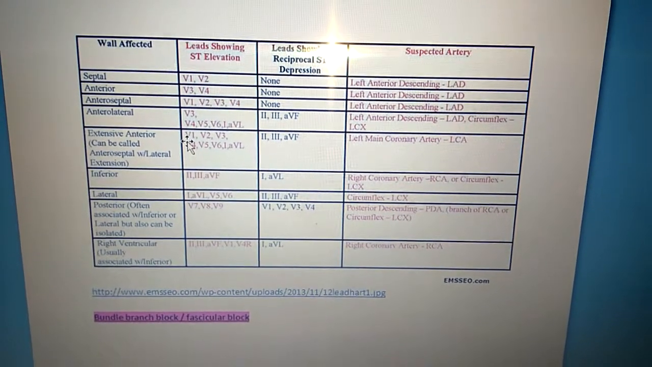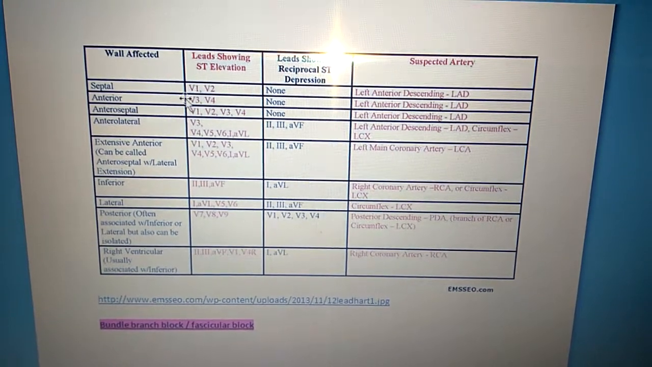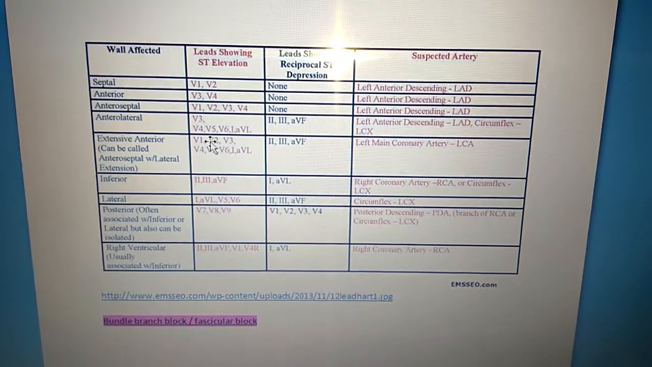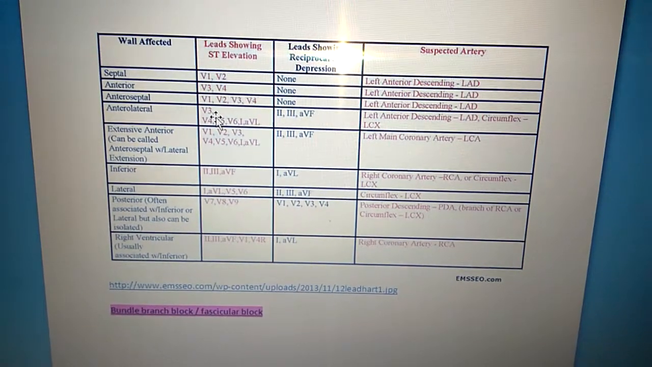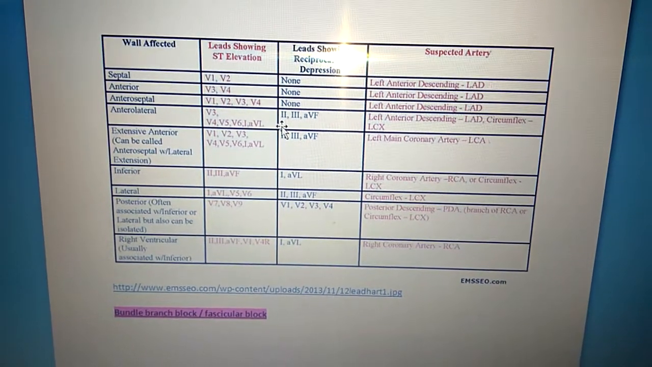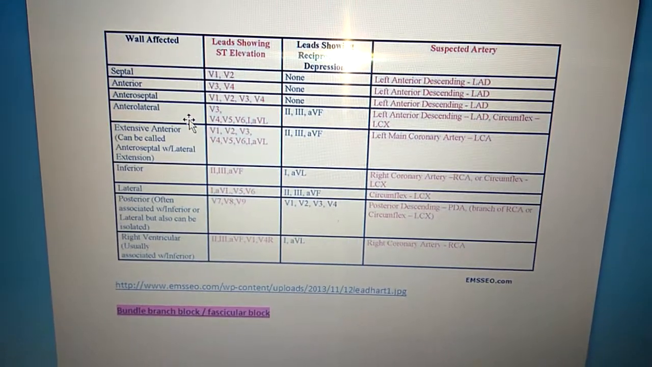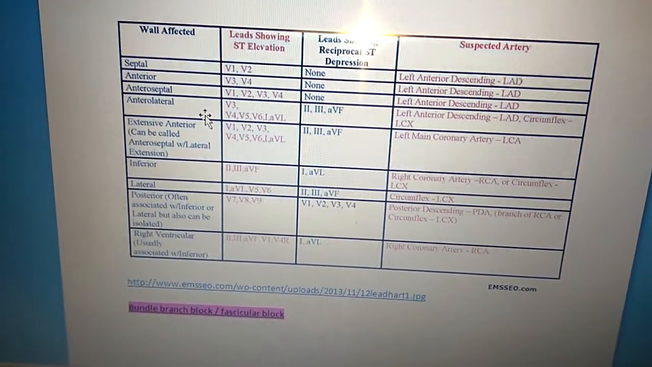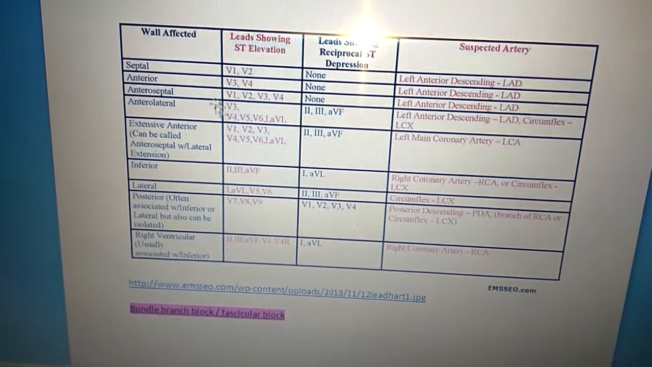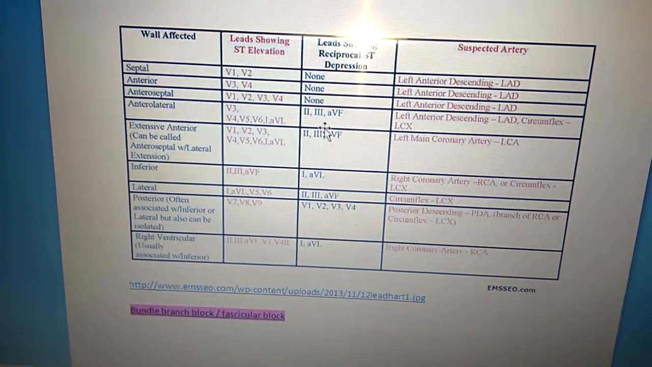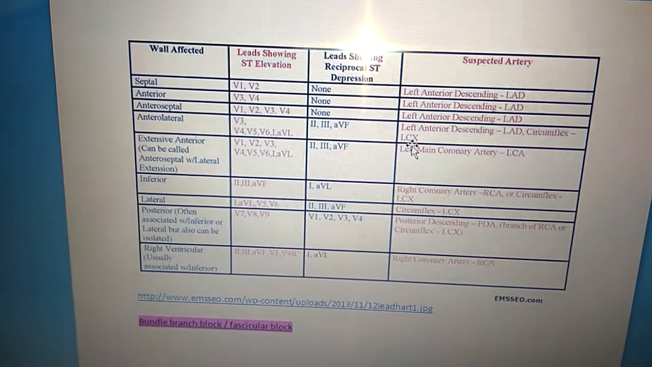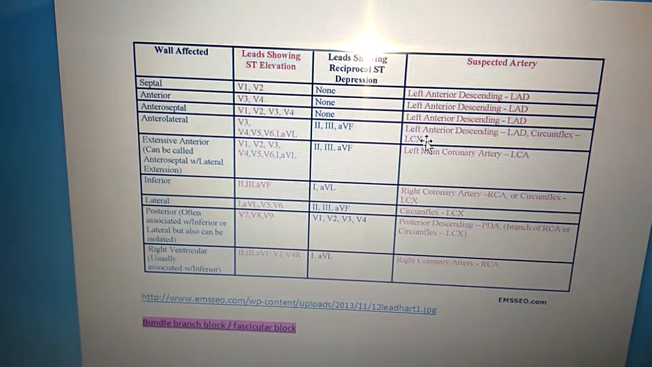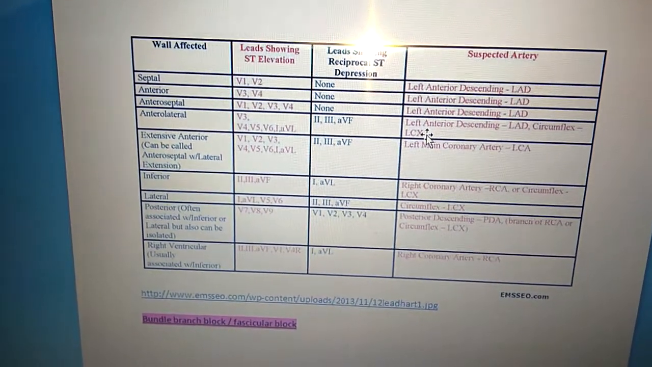Whereas if it only affected V1, V2 or V3, V4, or high lateral, anterolateral, without involving all of the precordial leads, V1 until V6, only parts of the precordial leads, and plus reciprocal changes at the inferior, the suspected artery is LAD or left circumflex, left anterior descending or left circumflex.